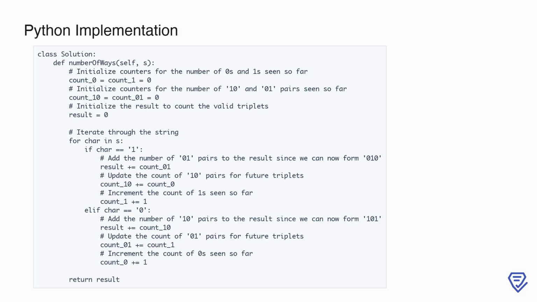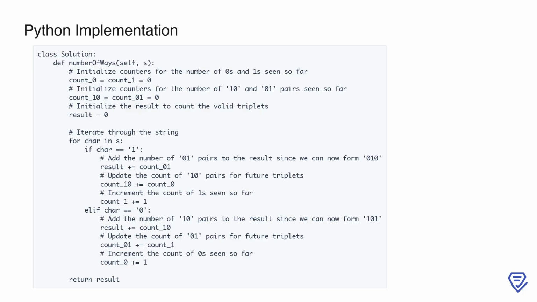We initialize counters to track the number of zeros and ones seen so far, count_0 and count_1, as well as the number of 10 and 01 pairs encountered, count_10 and count_01. These counters are used to efficiently calculate the number of valid triplets as we iterate through the string.